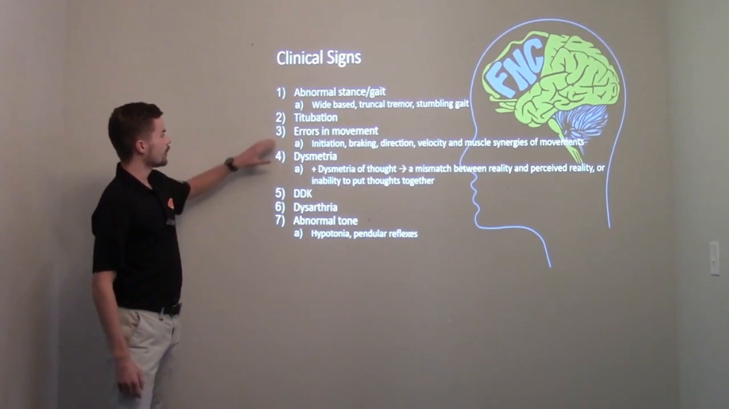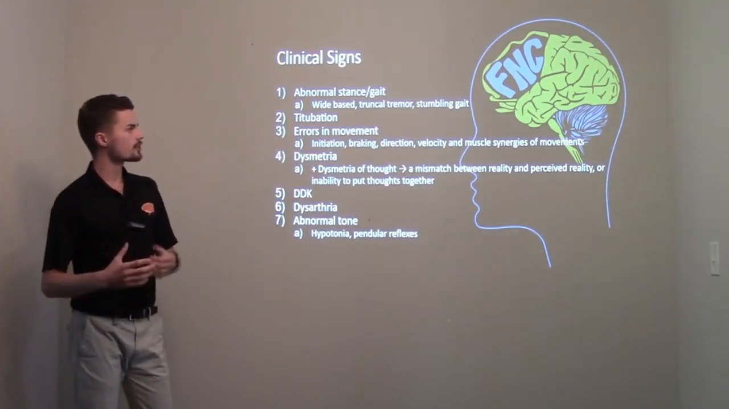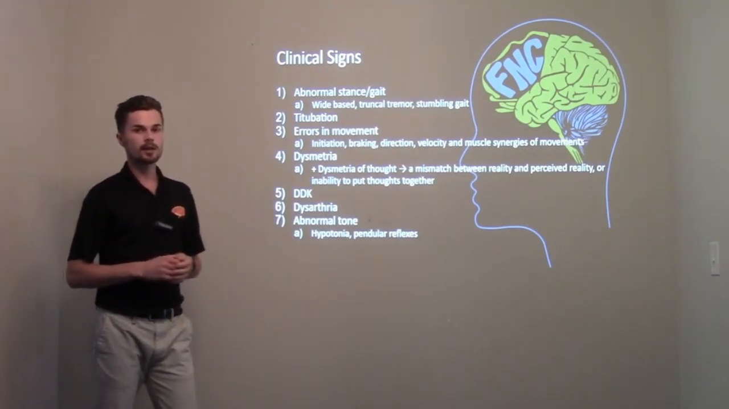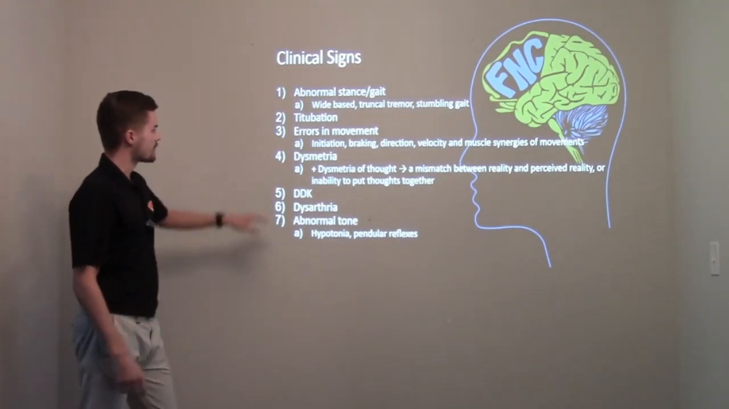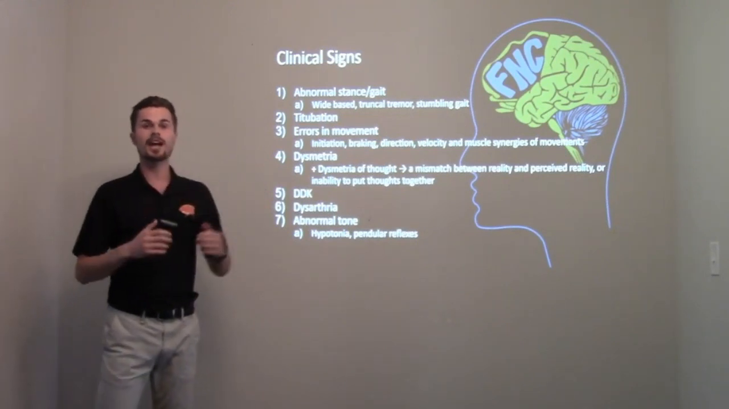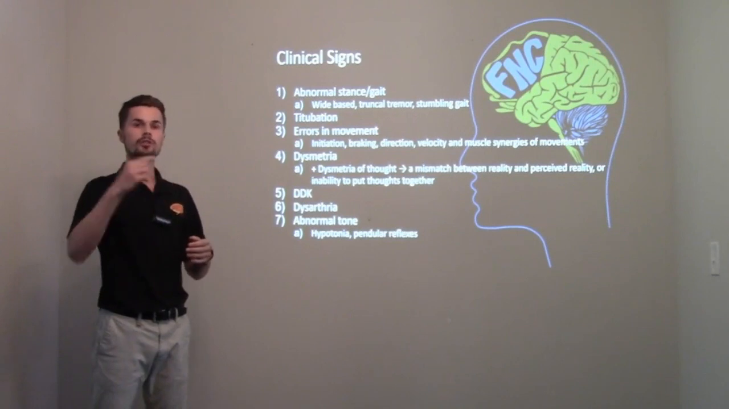Okay, errors in movement. We have initiation, braking, direction, velocity, and muscle synergies of movements, especially seen in finger-nose testings and rapid alternating movements. Then we have dysmetria. So dysmetria, if you don't know what it means, it's just basically a lack of coordinated movement, and usually associated with undershoot and overshoot of a target.